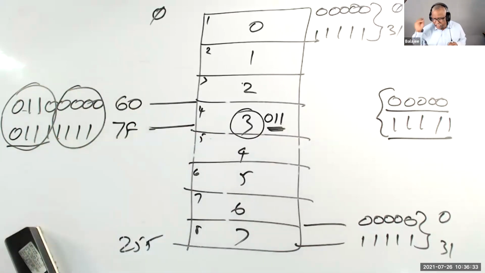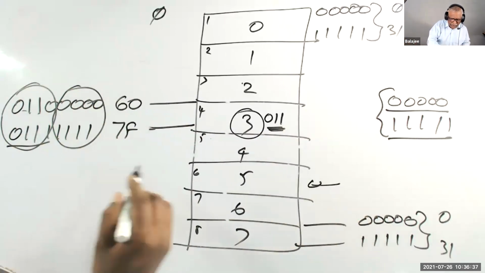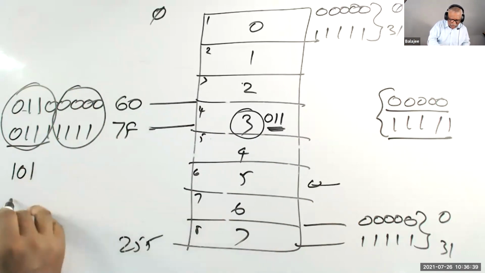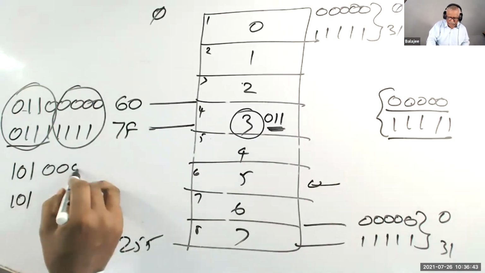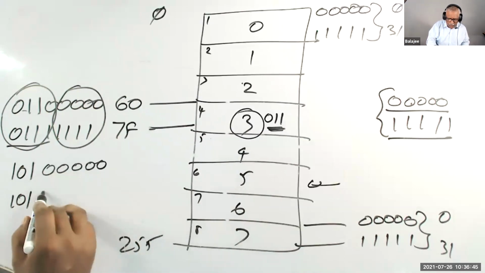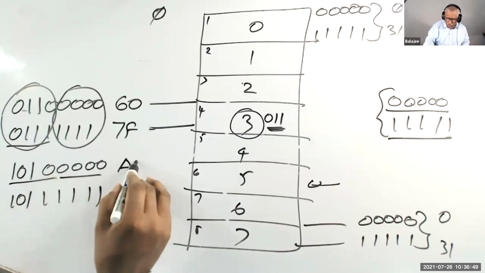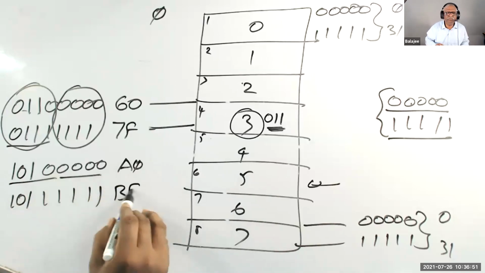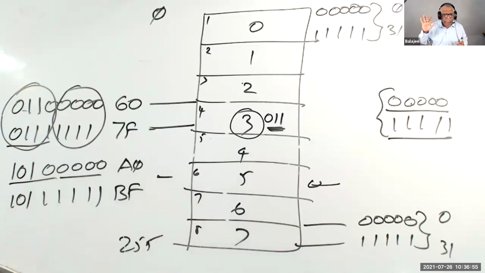So given any block, if I ask you to find the fifth block, it's very simple. Fifth is 101. Write it. And starting will always be 00000, 5 bits. Ending will always be 11111. So you say A0 to BF. That is the fifth block. So try to understand this.